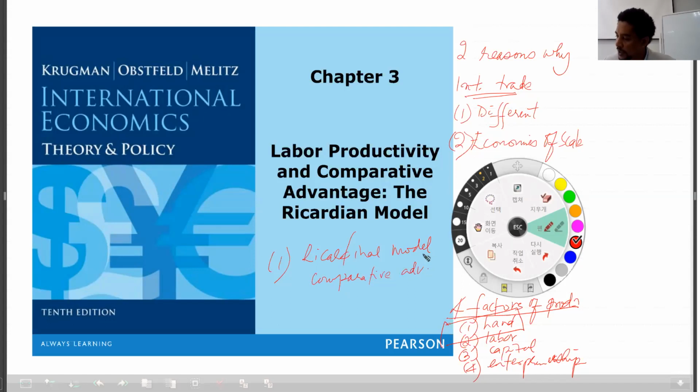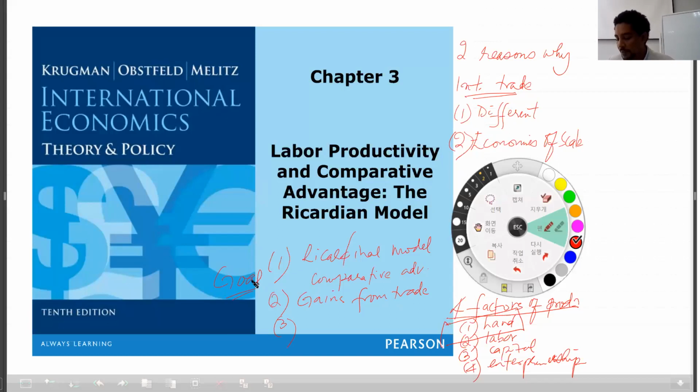The second objective is to demonstrate the gains from trade and refute common fallacies about international trade. There are fallacies, or wrong assumptions, about international trade. So we'll talk about what these wrong assumptions are, and we will talk about the gains from trade.